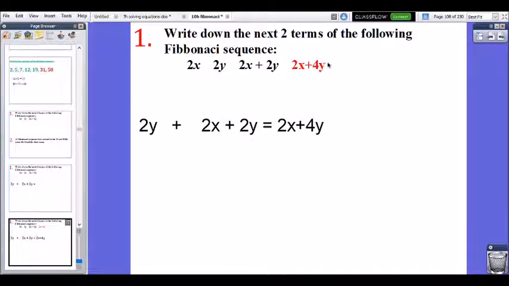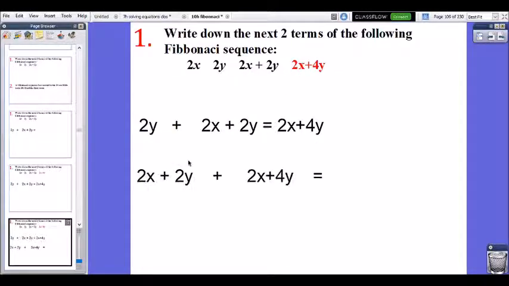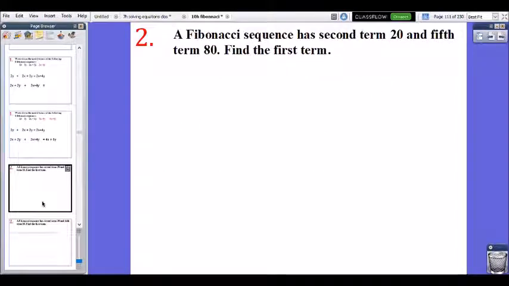So this red term is my 4th term. And then finally, to get my 5th term, I need to take this 2x plus 2y term and add it to 2x plus 4y term. So just adding together those last 2 terms. So it's going to be 4x plus 6y, and that would give me full marks if that was a question in my exam. Okay, so let's try the next one.